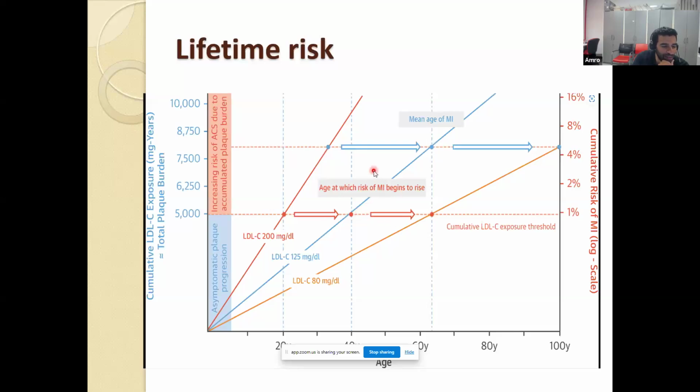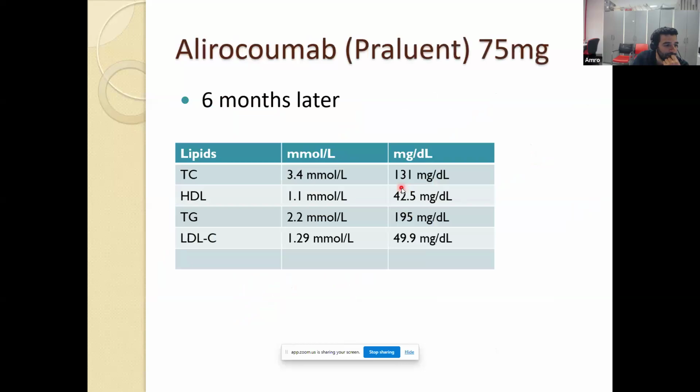So if you leave him another 5 years, he might get to the point where he has an MI. So we want to try and push him somewhere down here and attenuate that risk. Instead of 5 years, we want to push the can down the road 10 years or 20 years, so that he might die of something else, like cancer, in essence, that's not heart disease. So we gave him that, and that was his cholesterol there. That was at 6 months later.